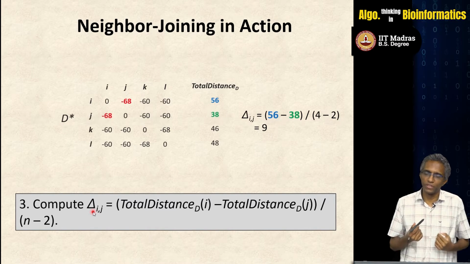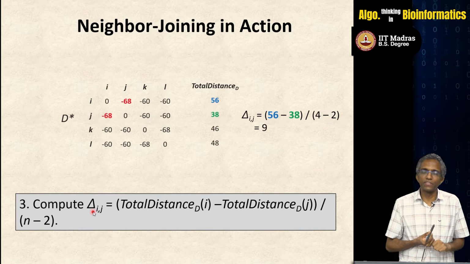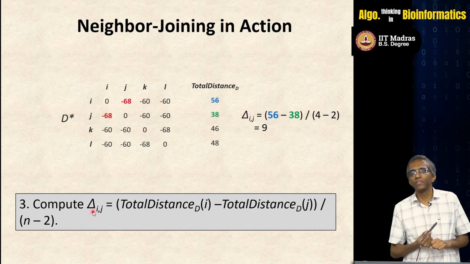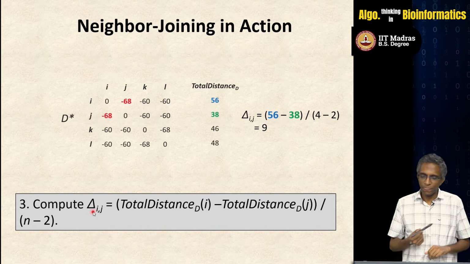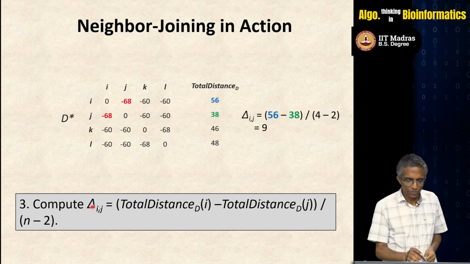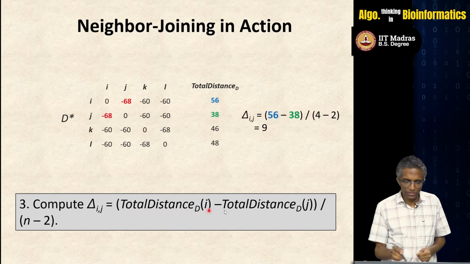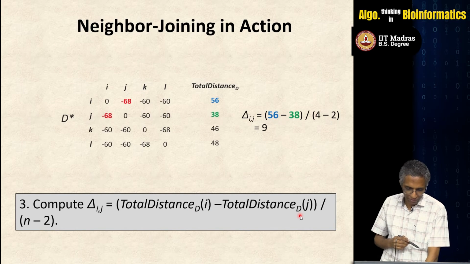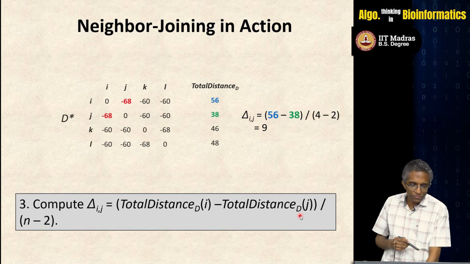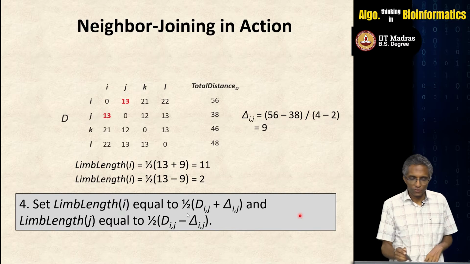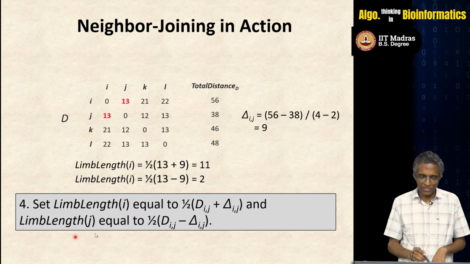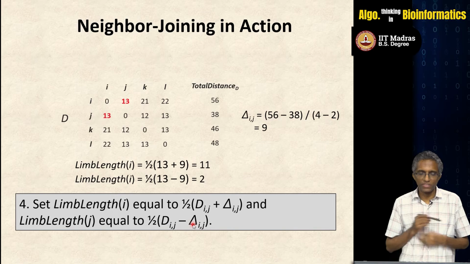but we are going to repeat that, because when we initially had this idea of finding a cherry and picking the cherry and figuring out the limb lengths of each of the leaves in the cherry, we used something similar, right. So, you just compute delta i j as total distance d of i minus total distance d of j divided by n minus 2. Okay. And then you can set your limb length of i to be equal to half of d i j plus delta i j and limb length of j to be equal to half of d i j minus delta i j.